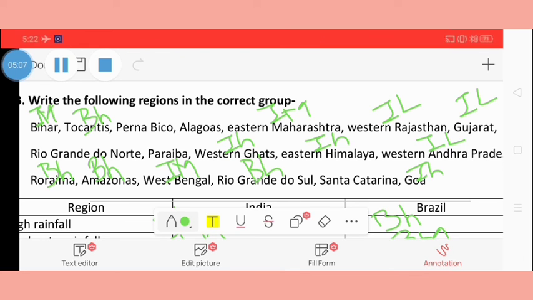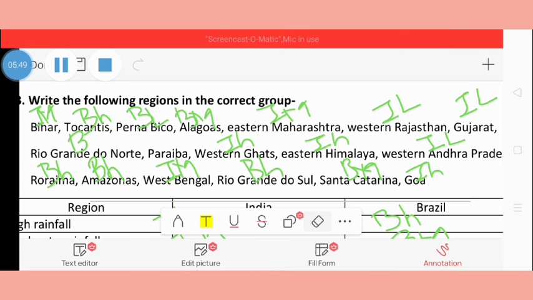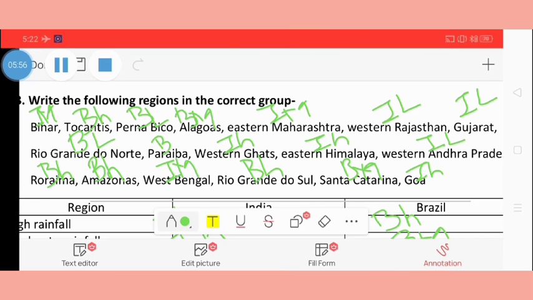Now Brazil moderate rainfall. So Brazil moderate rainfall is Alagoas, as well as Santa Catarina. And Brazil low rainfall region is Pernambuco, BL, Rio Grande do Norte, BL. It is a low rainfall region. Paraiba is also a Brazil low rainfall region.